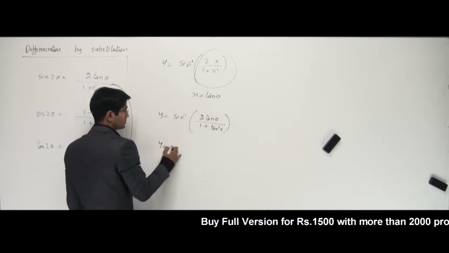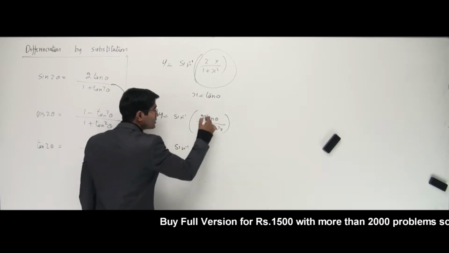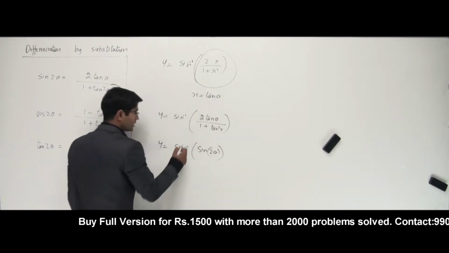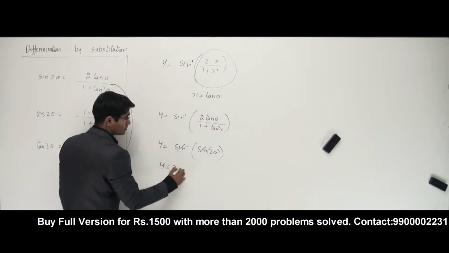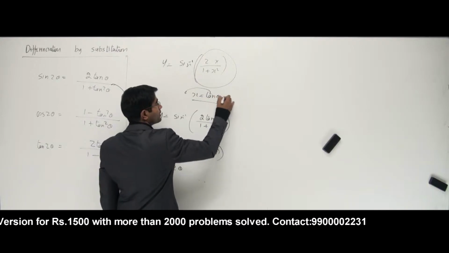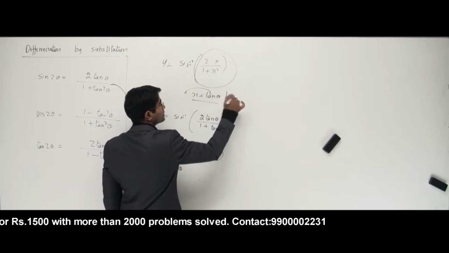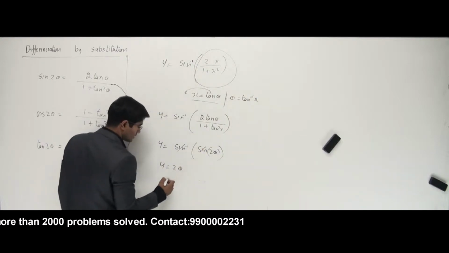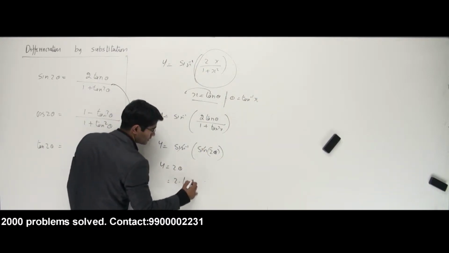Now what is the answer? Sine inverse of this looks like sine 2 theta. Very simple, and I can cancel this out. y is equal to 2 theta. Now who is theta? Theta comes from here. I can write theta as tan inverse of x. So it goes like 2 times tan inverse of x.